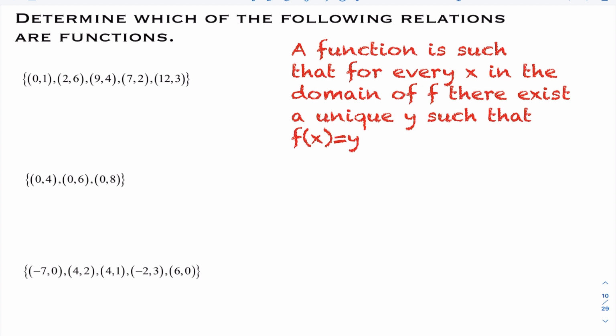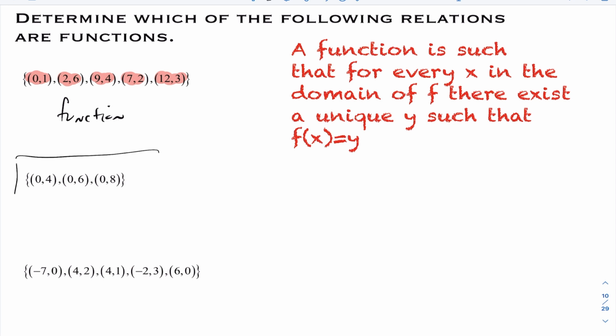If you take a look at our first relation here, we are seeing that 0 is being sent to 1, 2 is being sent to 6, 9 is being sent to 4, 7 is being sent to 2, and 12 is being sent to 3. So each of these values is going to a unique output value, unique y value. So this is in fact a function. This relation is a function. Let's take a look at our next example.